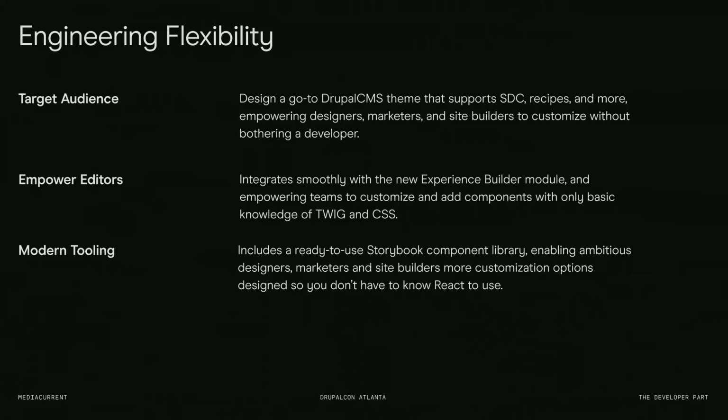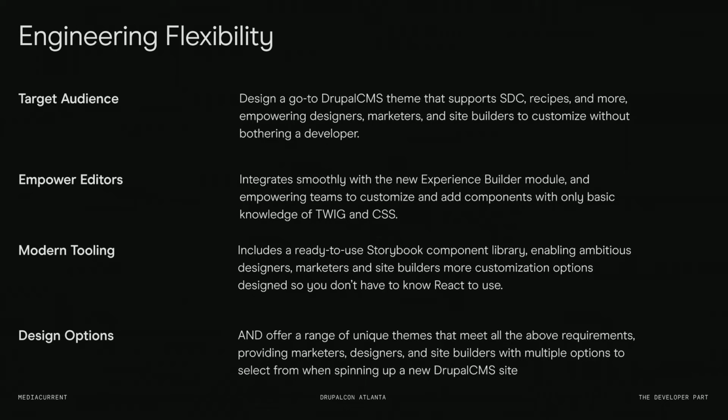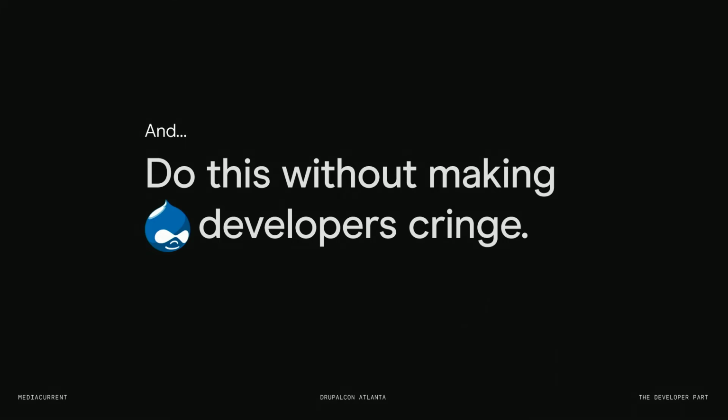We want to give them modern tooling that they would get with other things, or maybe even exceed it, so we're building in Storybook. We're doing this so you don't have to know React to get it running. It'll work natively with SDC and YAML. Oh, and then also offer a whole range of different designs for this design system. So I think there are a lot of requirements here, and we can certainly do it, and we're trying to set the stage so that the entire community can contribute as well. Oh yeah, and don't make developers cringe. So, I don't know. Let me know how we do.